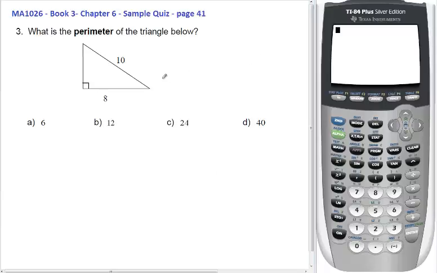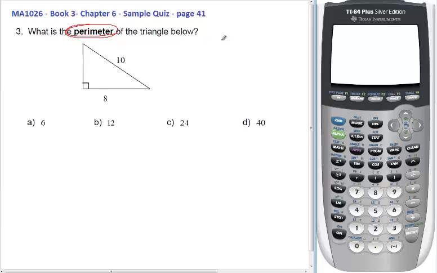Good day, students. Today we're going to look at the solution to number 3 multiple choice, which is on page 41. It's a part of the chapter 6 sample quiz in book 3. Number 3 is asking us to find the perimeter of the triangle below.